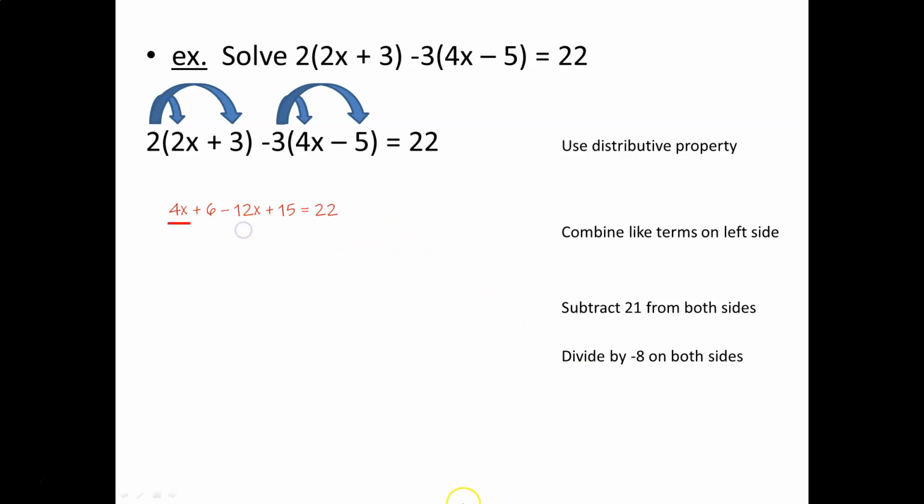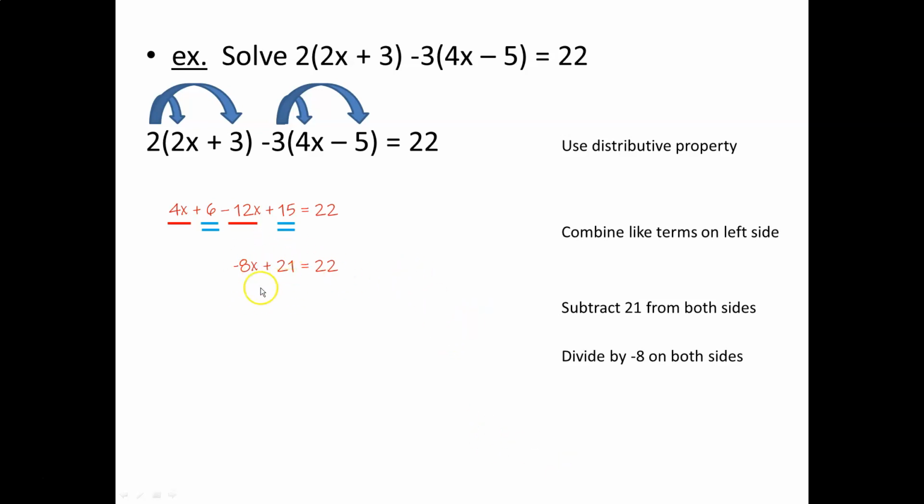Now we have some like terms. So we're going to combine those like terms. When they're on the same side of the equals, you can just add or subtract them together. You don't change the sign. We only change the sign when we're moving to the other side of the equal sign. So we have 4x minus 12x and 6 plus 15. We end up with negative 8x plus 21 equals 22.